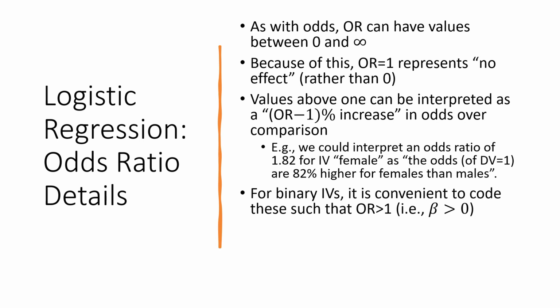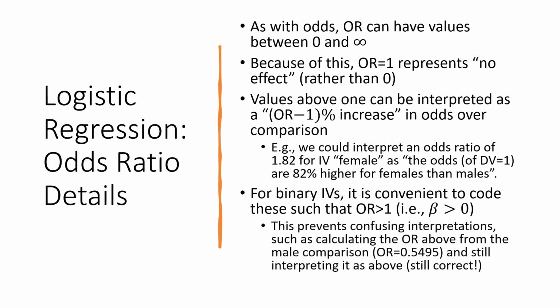But when I don't have a better way to code things, it is convenient to code them such that the odds ratio is greater than 1. The reason is because the interpretation that the odds of the outcome are 82% higher for females than males is true. If I had reverse coded that, the odds ratio would be 0.5495, but the above interpretation, that the odds of the dependent variable equals 1 are 82% higher for females than males, is actually still true, even though the odds ratio is 0.5495. So it eliminates some of the confusion in that particular case.